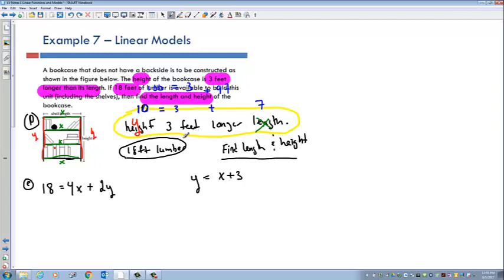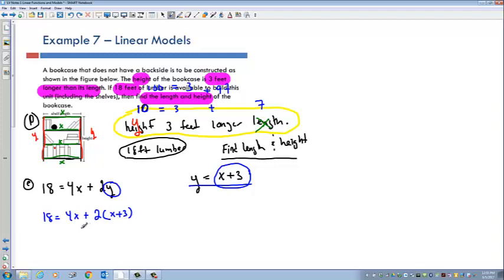Sometimes I call this actualizing the problem: trying to pick numbers and seeing the form, so you can find the formula for something. So I know y is equal to x plus 3, so all I need to do now is, wherever I see a y, replace it with what it's equal to in terms of x. So what I get is 18 equals 4x plus 2 times x plus 3, because that's what y is equal to.